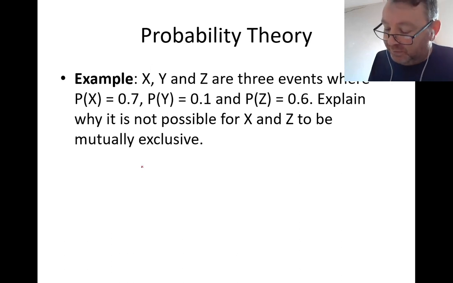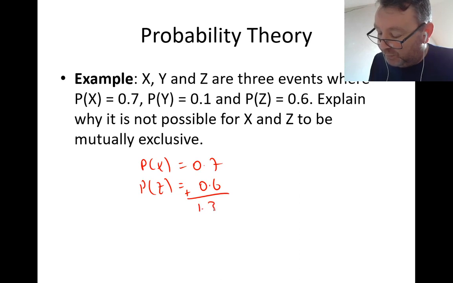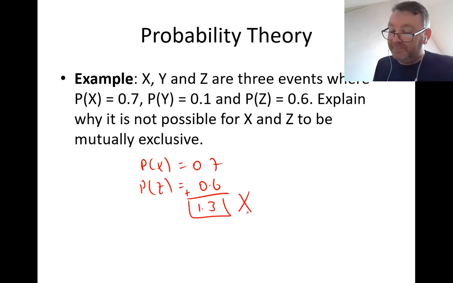Now let's take the probability of X. The probability of X is equal to 0.7. The probability of Z is equal to 0.6. Now, if I add those together, what do I get? Well, I get 1.3. Can you have a probability of 1.3? Never. So therefore, it is not possible for X and Z to be mutually exclusive. If they were mutually exclusive, then the probability would be 1 or less. Okay, that's what you've got to remember. So you can't have probabilities of over 1.